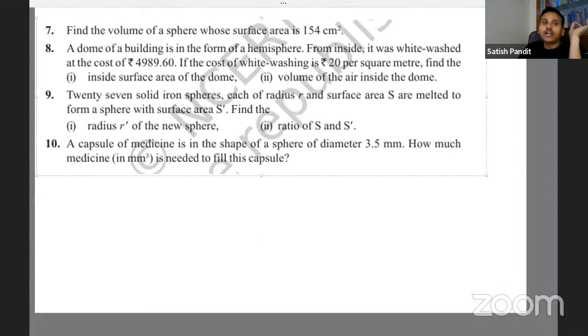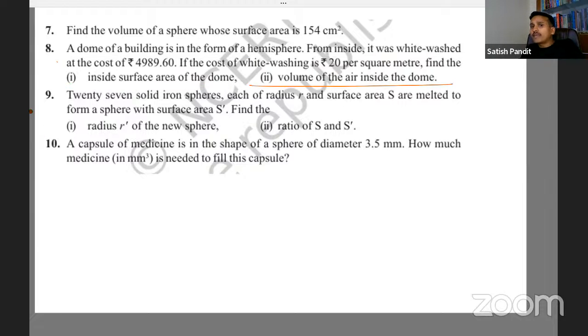8th question. A dome of a building is in the form of a hemisphere. From inside, it was whitewashed at the cost of this much. If the cost of whitewashing is 20 rupees per square meter, find the inner curved surface area of the dome. Find the volume of air inside the dome.